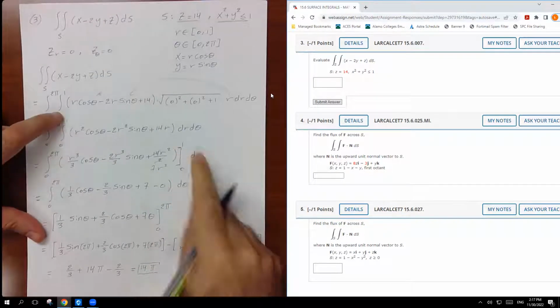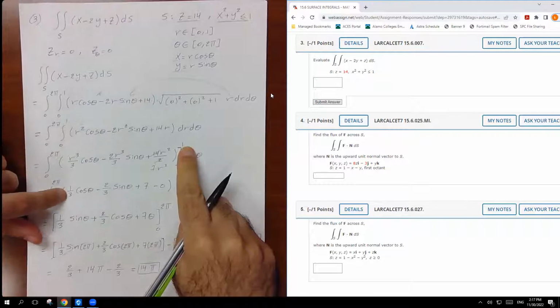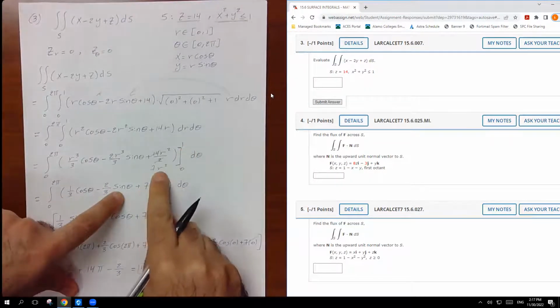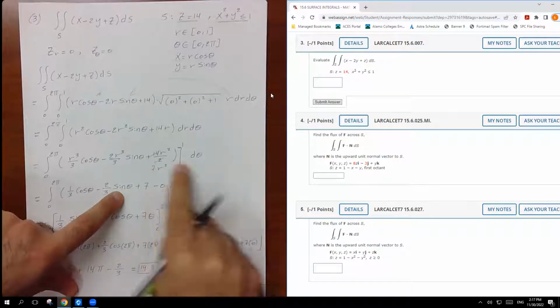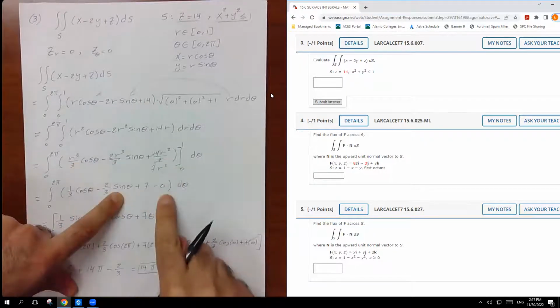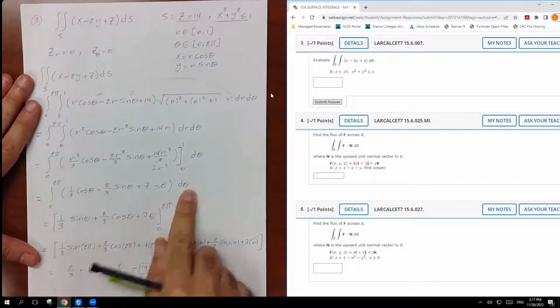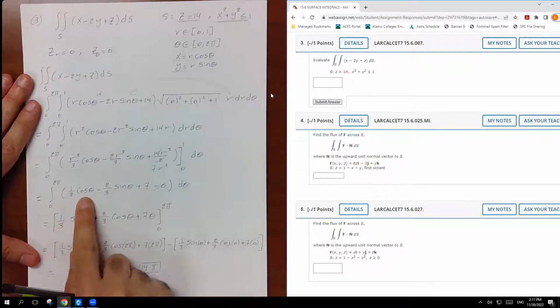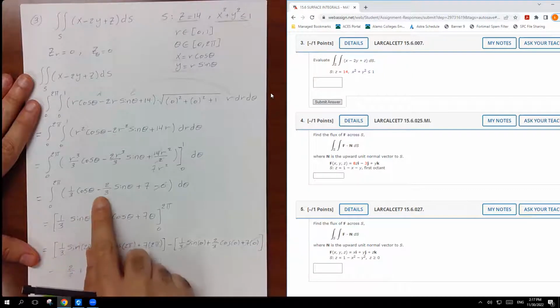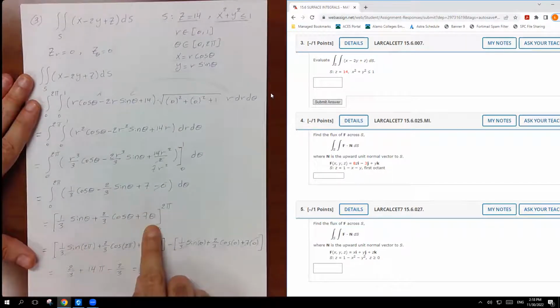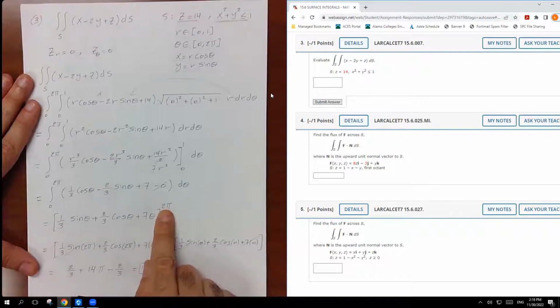Now let's plug in the numbers from 0 to 1. Plug in 1, so it's going to be 1/3 cosine theta minus 2/3 sine theta plus 7 times 1, which is 7, minus plug in the 0, which gives 0. Now we need to find the integral with respect to theta. The integral of sine is negative cosine, so it's going to be plus 2/3 cosine theta plus 7 theta from 0 to 2 pi.